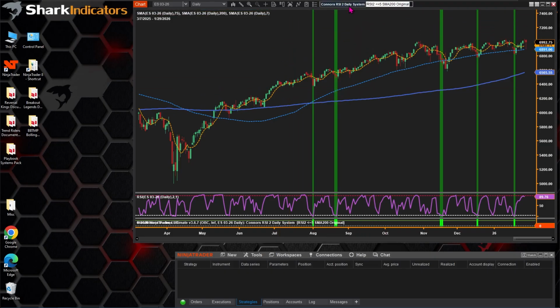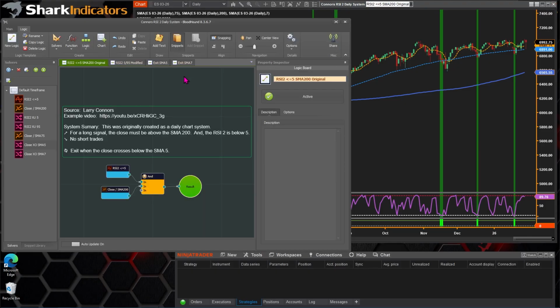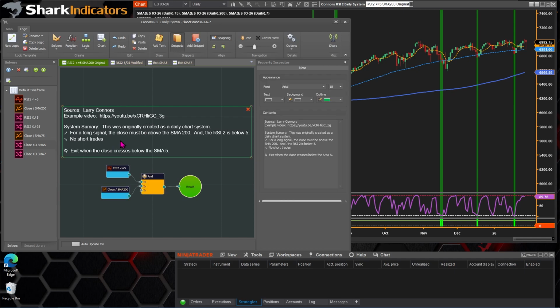So let's open up Bloodhound and take a look at what's included here. Once again, the original system. You will see in all these systems a note with the source and a video link, and a short description of what generates a long signal or what generates a short signal.